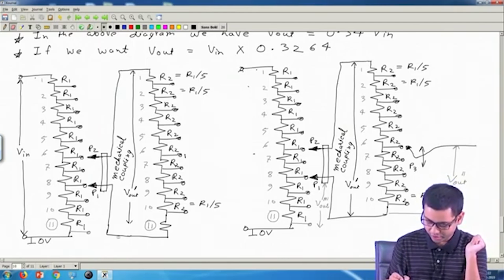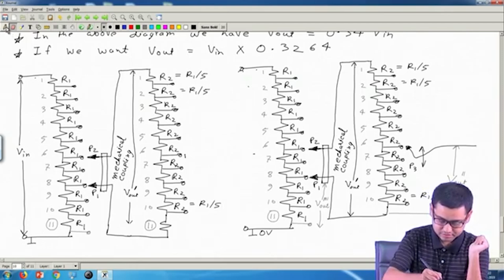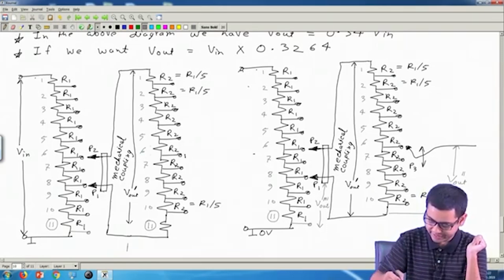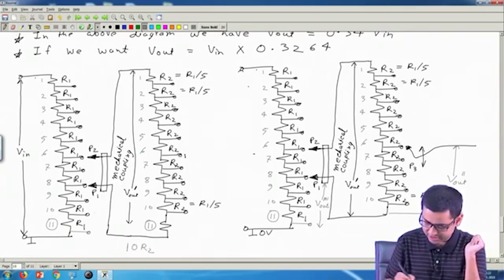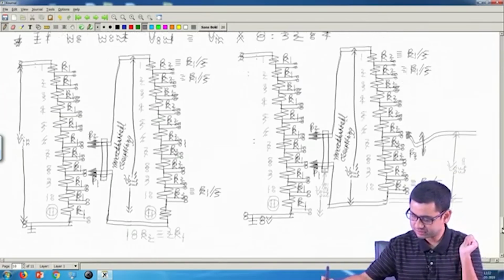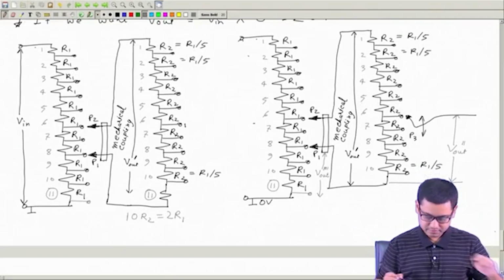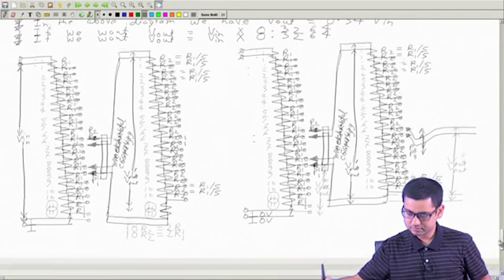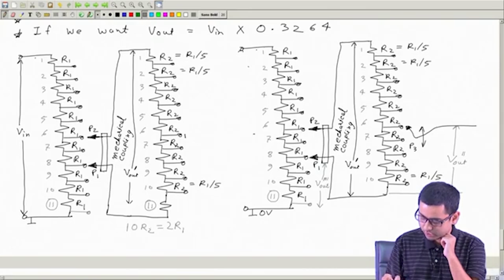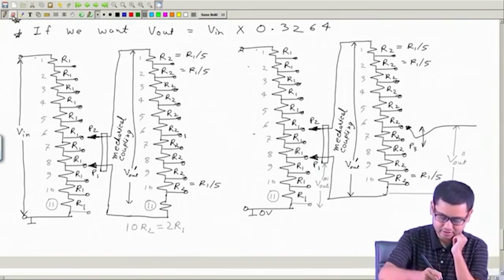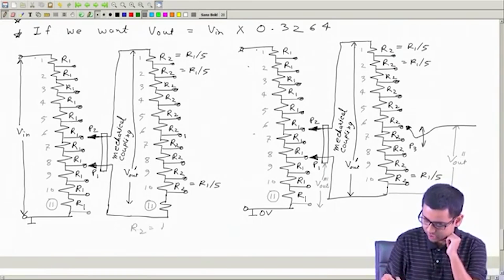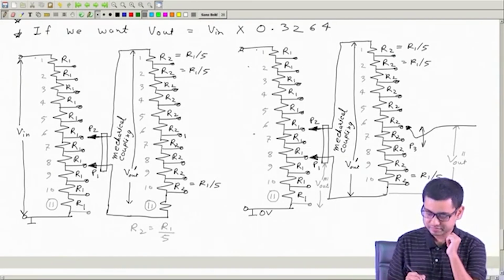Therefore, we want 10 R2 same as 2 R1, which means R2 is R1 by 5. Okay, fine. So let me write it directly. R2 is R1 by 5.